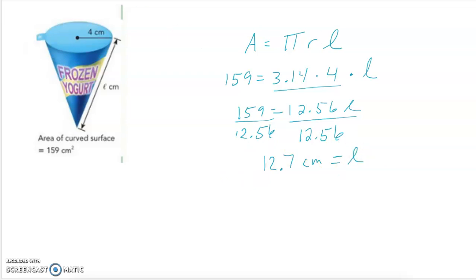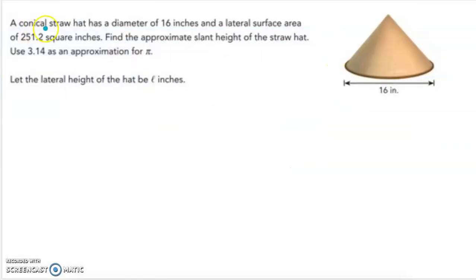All right. And the last one we have here, a conical straw hat, has a diameter of 16 inches and a lateral surface area of 251.2 square inches. Find the approximate slant height of the straw hat. So this is the same thing, guys. So we're looking for the slant height. So we don't know the L. They give us the diameter, which for our formula, we're going to use half of that. We're going to use the radius. We know the radius is equal to 8.